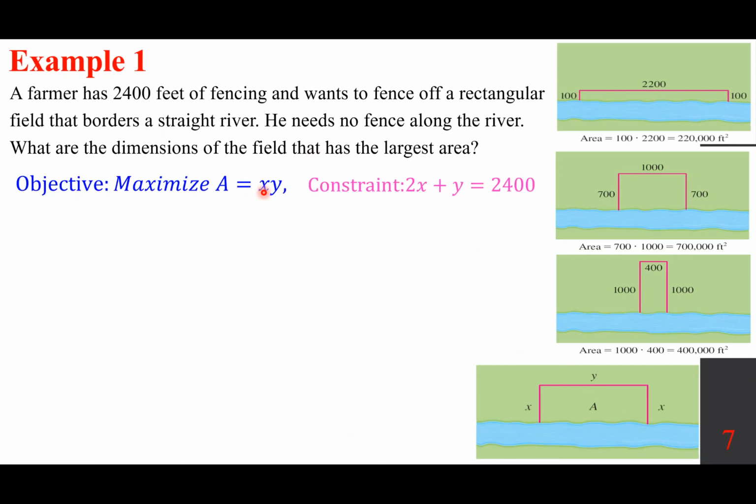A is a function of two variables, x and y. So we always use the constraint to solve for one of the variables. In this case, we're going to solve for y, 2400 minus 2x, and we're going to replace the y. And when we do that, A, which is a function of two variables, x and y, becomes a function of one variable, namely x.